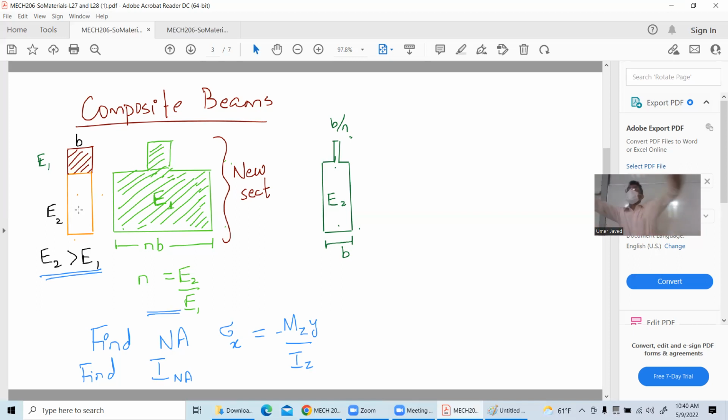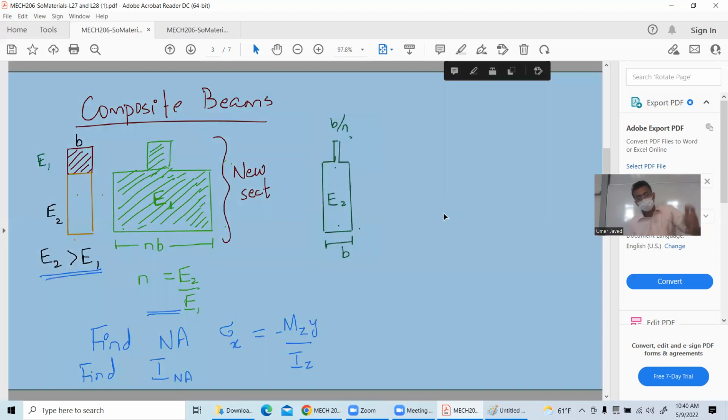What will I do? I will need more material of E1, right? You can go for the other side as well. For example, if someone wants to go with E2, which is greater than E1, then this is E2. Look at this, it remains as it is, right? But what about this portion? Of course, now you are filling this portion with the material with higher elastic modulus. You need less of that. So either you can go for this strategy or you can go for this strategy. These are your new sections.